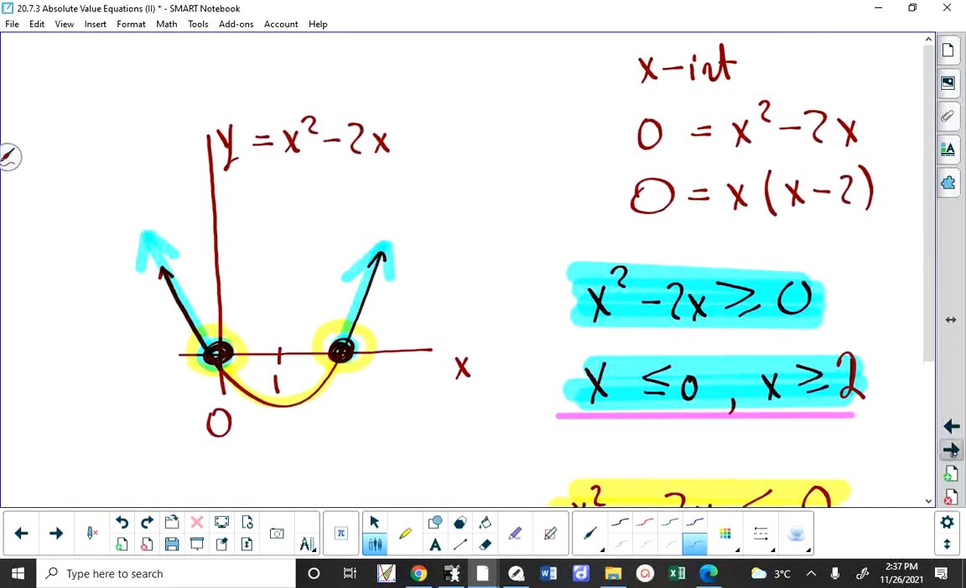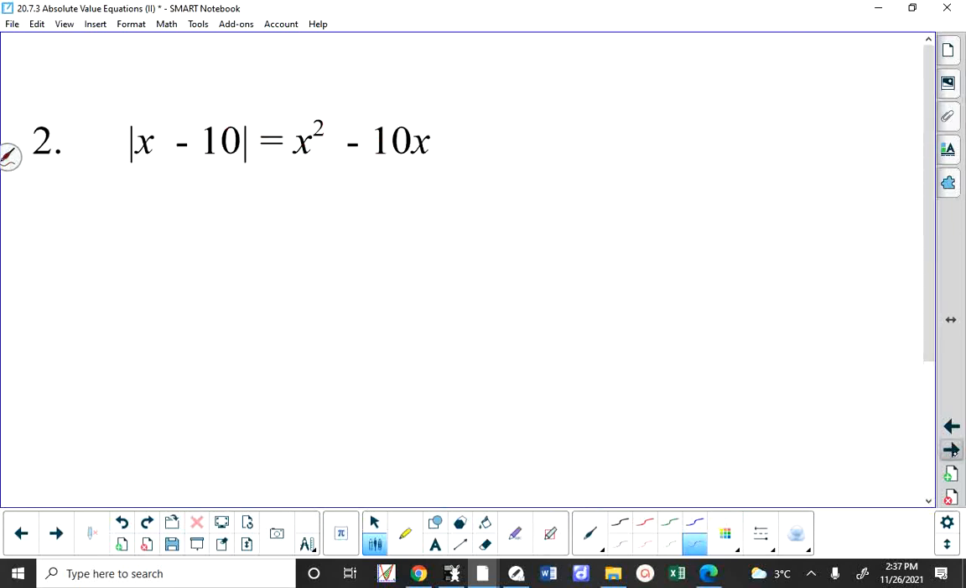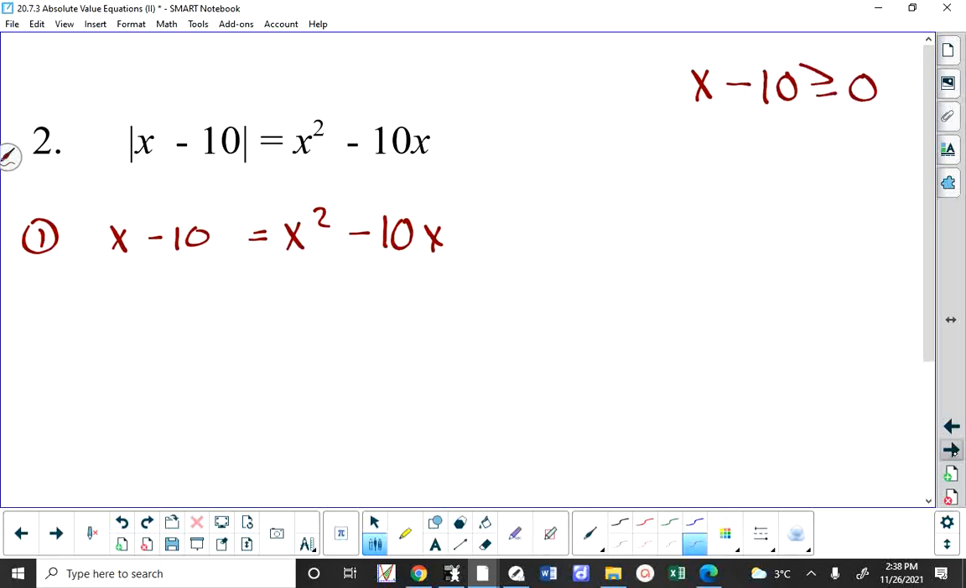Take a look at the next one. x minus 10 equals x squared minus 10x. So we get two equations. One of the equations, equation 1, will be x minus 10 equals x squared minus 10x. Now, this one's not bad. This will be where x minus 10 is greater than or equal to 0. Because the argument in the absolute value is linear, we don't need to look at a graph of it to solve it. We can just add 10 to both sides and get that.